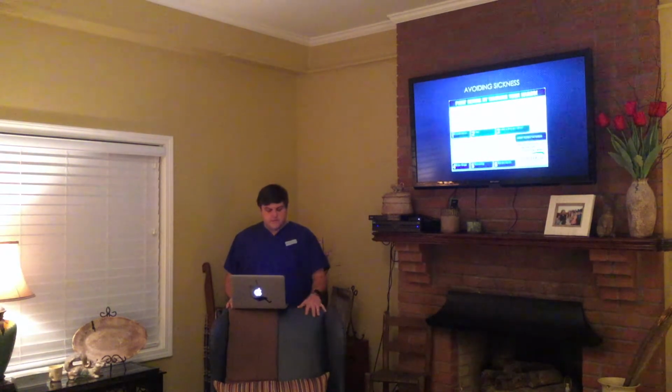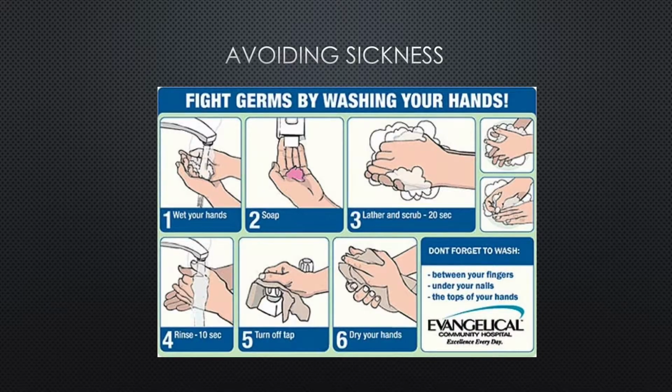So, some ways to avoid sickness directly is by washing your hands. You can fight germs by washing your hands. The first step would be to wet your hands. Make sure you wash and get between your fingers, under your nails, and on the tops of your hands. Make sure you get your hands nice and wet.